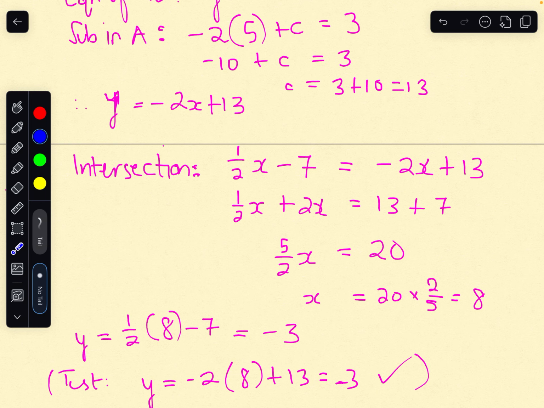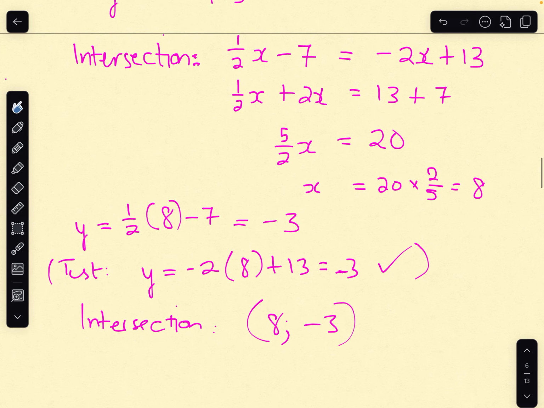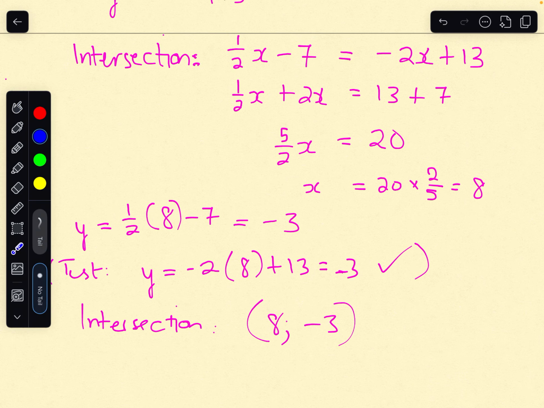And then to figure out the y coordinate, I put it into the equation y is equal to a half x minus 7. So 4 minus 7 is minus 3. I even tested and put it into the other equation. Minus 2 times 8 is minus 16, plus 13 does also give me minus 3. So that confirmed for me that the point of intersection between the perpendicular height and the other parallel side of the trapezium is 8 and minus 3.